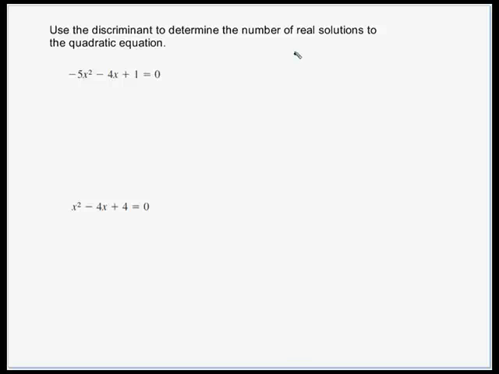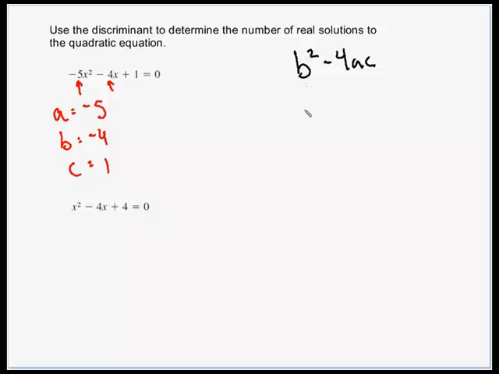So our discriminant is b squared minus 4ac. In this problem, our a value is negative 5. That's in front of our squared term. Our b value is negative 4. That's the number in front of x. And our c value is positive 1.